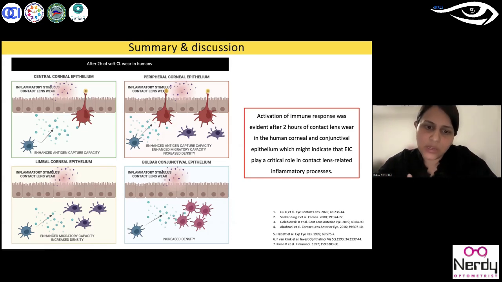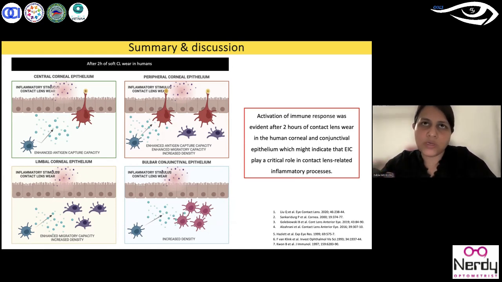So this was our take-home message from this study, that as soon as you put a contact lens on the eye, there is immune activation throughout the cornea, but at the peripheral cornea and limbus, they get activated and they start migrating in. But when they reach the cornea, we don't know, because we did not follow up these participants after 2 hours. And at the conjunctiva, they just increase in number. So this was our immediate response of contact lens wear.